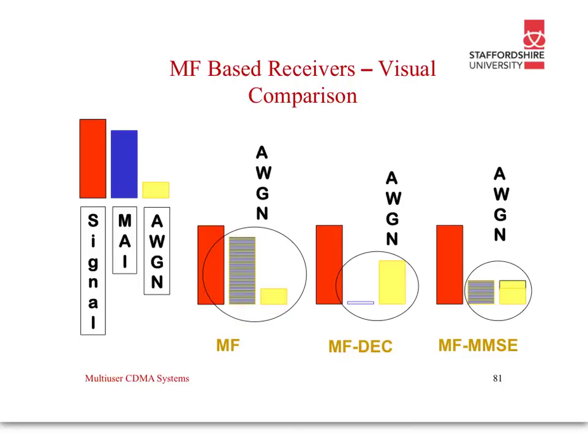In the decorrelator, the MAI is reduced to almost 0, and the additive white Gaussian noise is increased a little. However, for the matched filter MMSE, we have a reduction in the MAI, but not quite as much as the decorrelator, and there is an increase in the additive white Gaussian noise. So this is the best. It gives the best performance overall, but it's more complex.